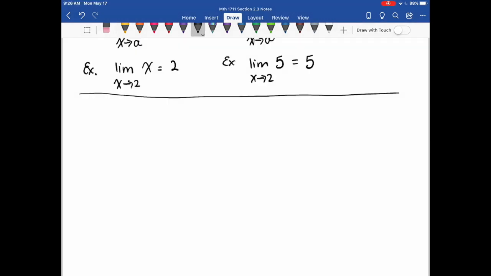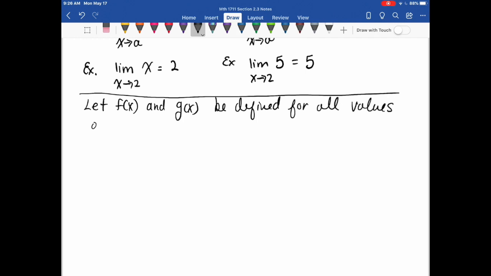Now, for the next set of limit laws that we're going to go over, we need to set some ground rules. So we're going to let f of x and g of x be defined for all values of x that is not equal to A, which is the value that we're approaching. And this has got to be on an open interval containing A.